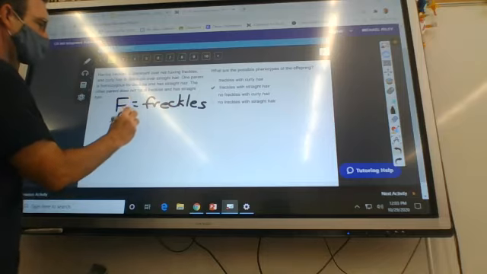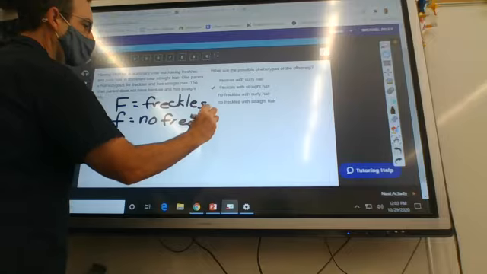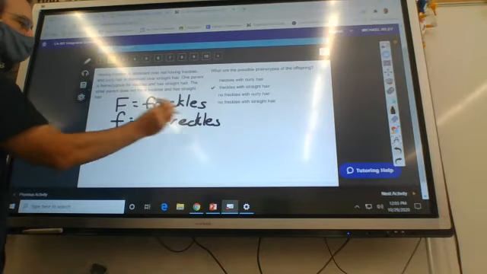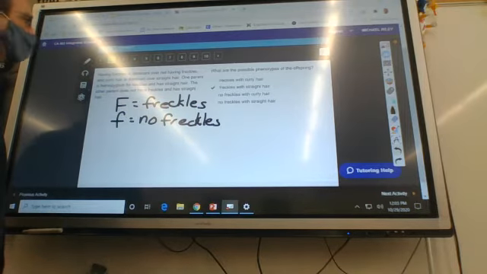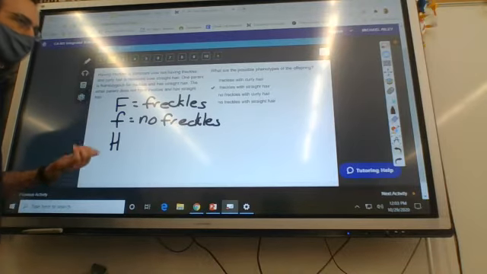And this is no freckles. Okay, so that's dominant freckles, recessive, no freckles. Curly hair is dominant over straight. So I'm going to use a different letter.